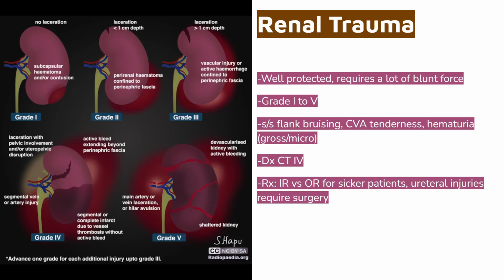Renal trauma can be graded like other blunt trauma in the liver and spleen, okay, so 1 to 5. Flank bruising, CVA tenderness, hematuria, diagnosed on a CT scan. If they're sick, they need interventional radiology or OR. Ureteral injuries require surgery as well. A lot of the smaller hematomas may be observed.